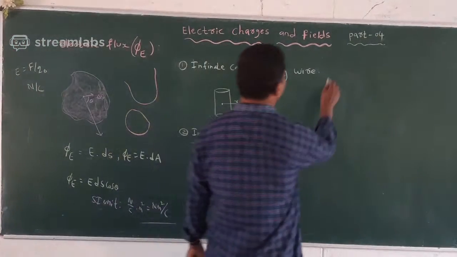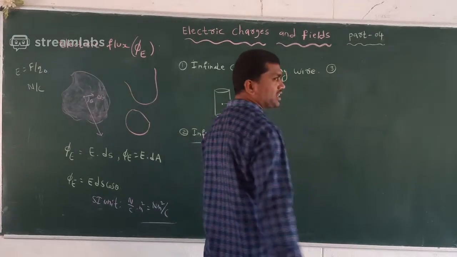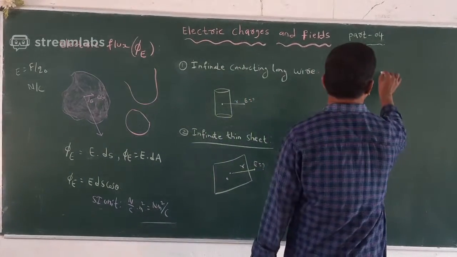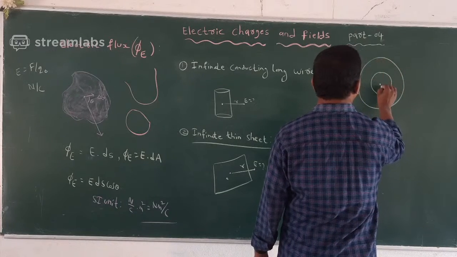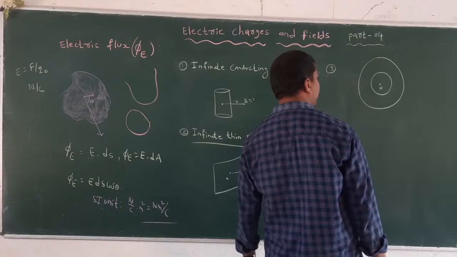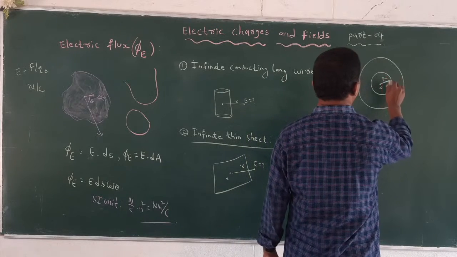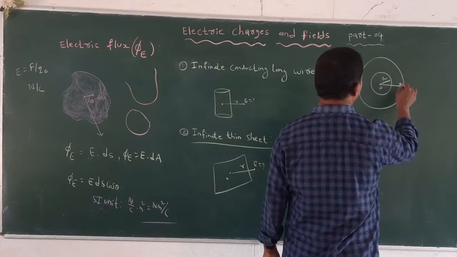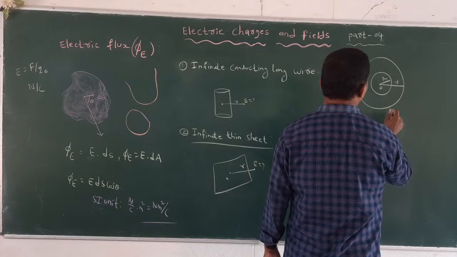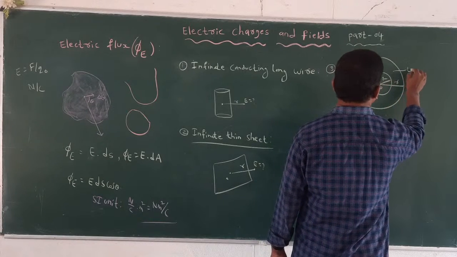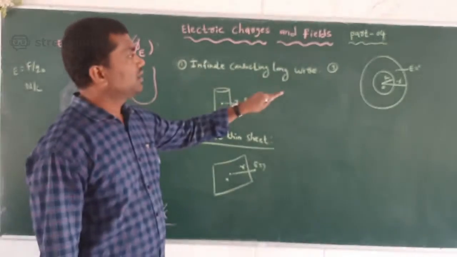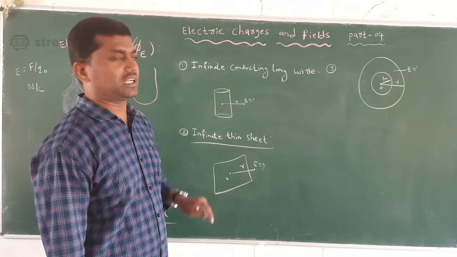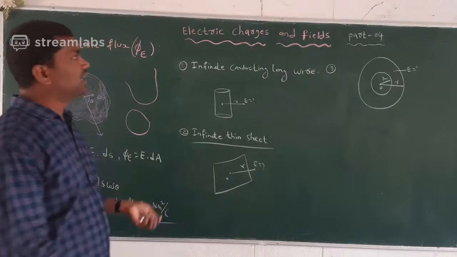And the third one, we can take a spherical shape object. So this is the center of the sphere and the radius will be r, and outside of the sphere as well. So we can calculate the electric field intensity by using Gauss law, outside the sphere as well as inside the sphere. So these are the applications of the Gauss law.